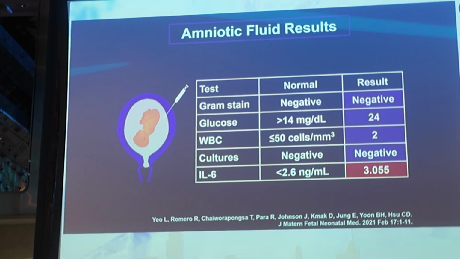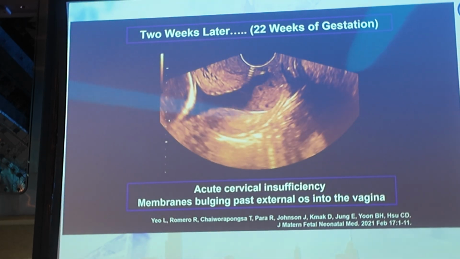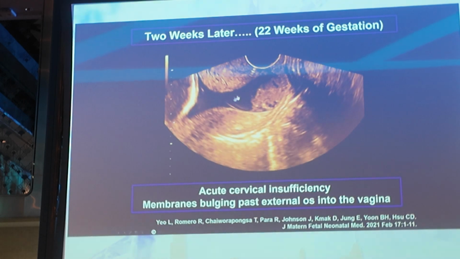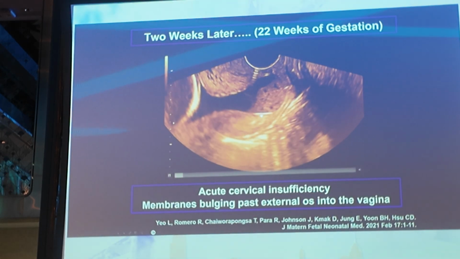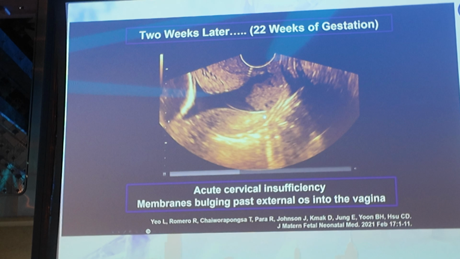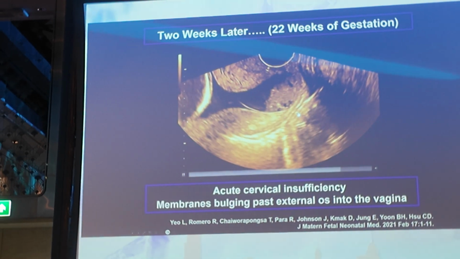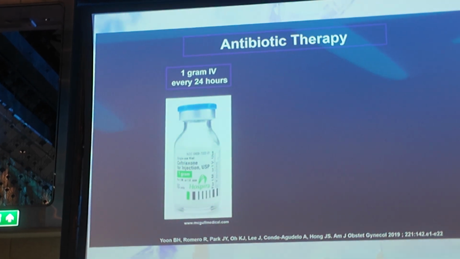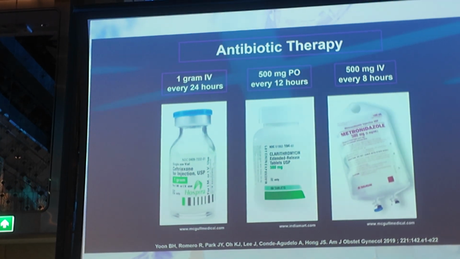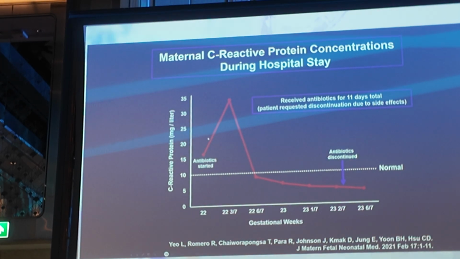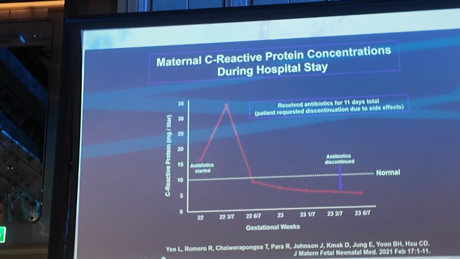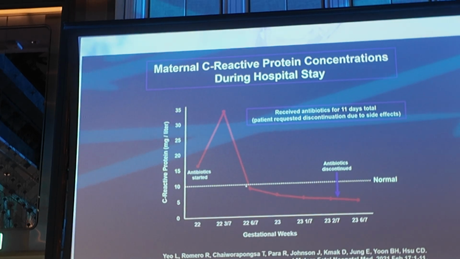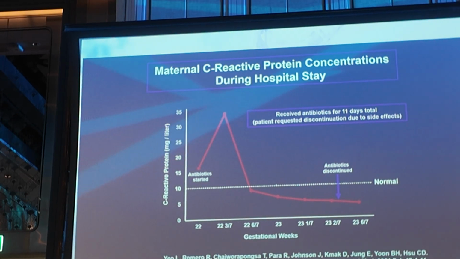So the patient goes home, and she comes back 2 weeks later, and this is what happens. The membranes are prolapsed into the vagina, no longer a short cervix, and the patient has developed sludge. The patient doesn't want a repeat amniocentesis, and we give her these 3 antibiotics. When the patient was admitted, C-reactive protein was elevated. We began antibiotics. CRP went up, but eventually the CRP went down below the normal range.